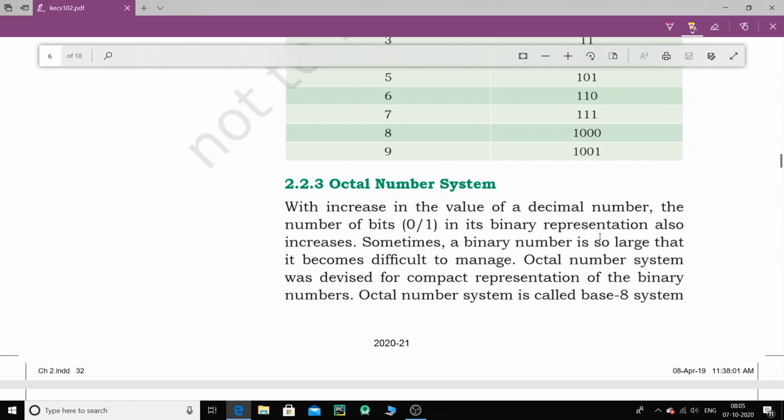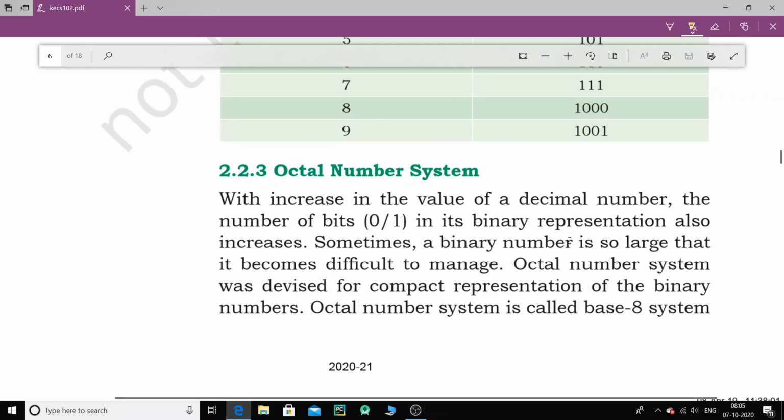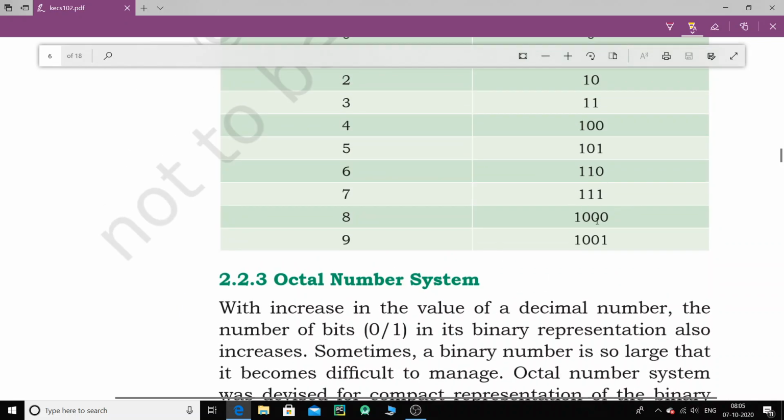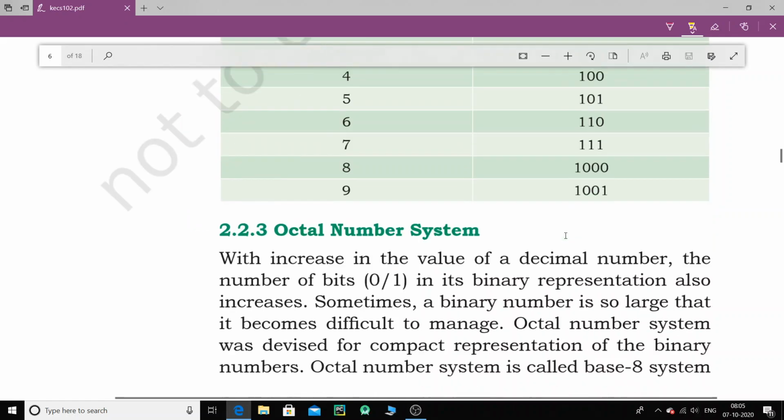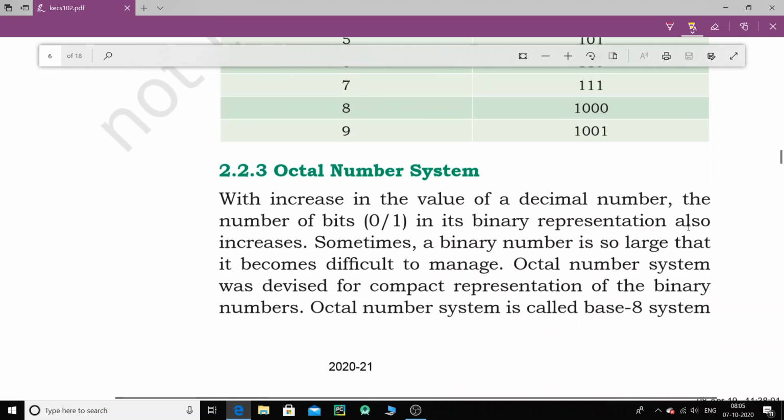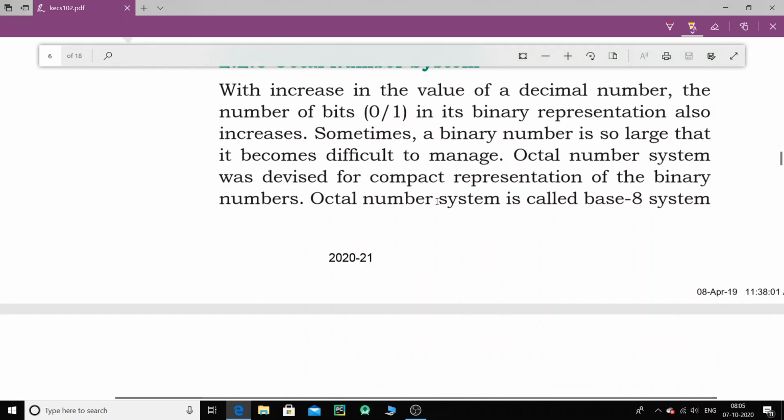Now let us see what they have said for the octal number system. With an increase in the value of a decimal number, the number of bits, that is 0s and 1s, in its binary representation also increases. As I said, it is very difficult to work with a decimal number system, because it's not really feasible to design a circuit, as huge streams of 0s and 1s can form. Sometimes a binary number is so large that it becomes difficult to manage.